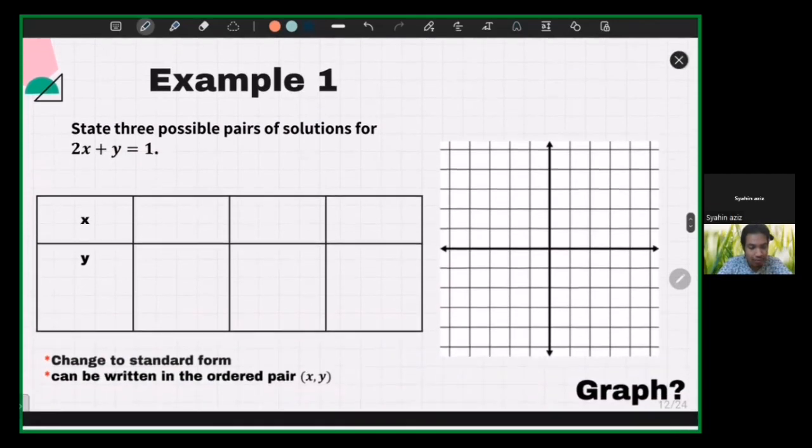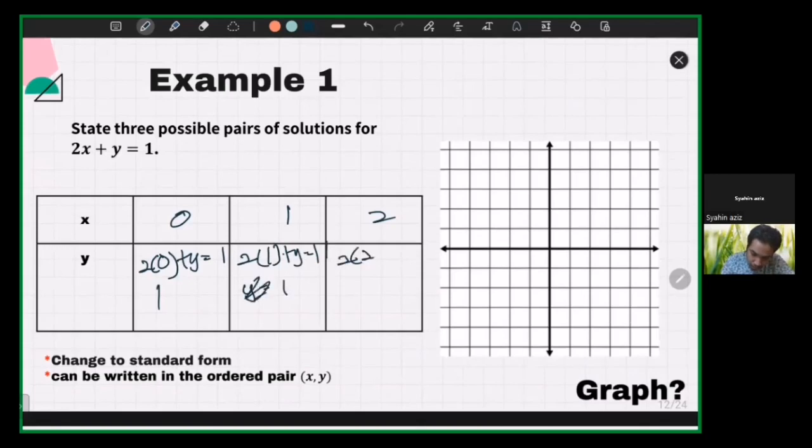So for example 1, state 3 possible pairs of solution for 2x plus y equal to 1. For example, x equal to 0, 1, and 2. We just substitute the value. 2 times 0 plus y equal to 1, so y is equal to 1. And 2 times 1 plus y equal to 1, so y is -1. Next is 2 times 2 plus y equal to 1, so y is -3.